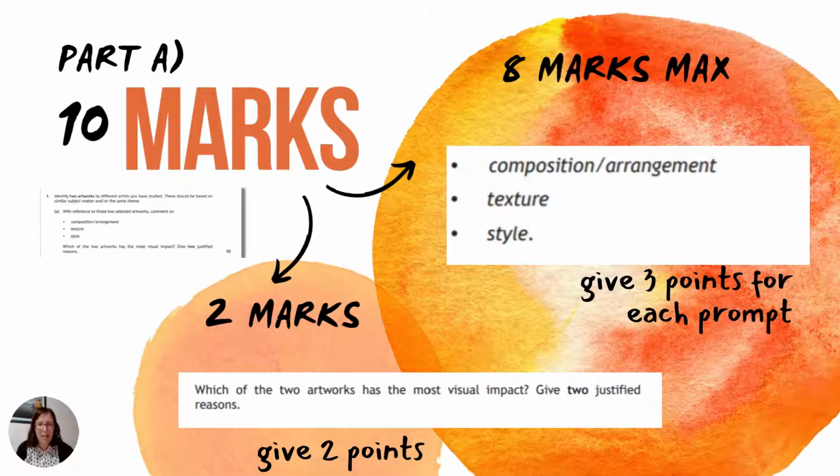Then you would move on to texture and do the same. 1 point about texture in your first artist, 1 point about texture in your second artist, and then a free choice. And finally, the same for style.